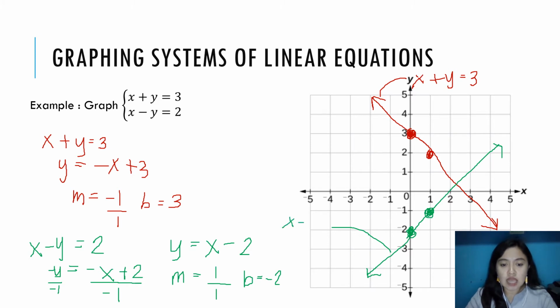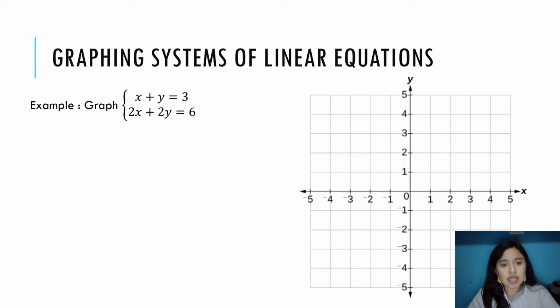So, this is x minus y is equal to 2. And that is now the graph of our system. So, we have graphed the system. And where their point of intersection is, in this case here, that is the solution for that system. Let's have another example.